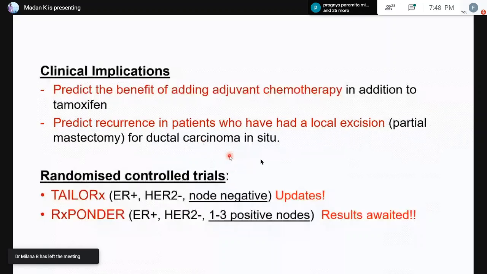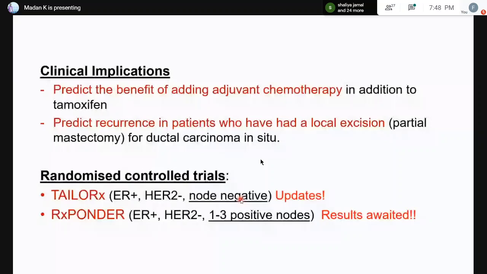This TAILORx considered only ER positive, HER2 negative, and node negative tumors, and the updates of which are available now. The other randomized controlled trial is RxPONDER, which considered ER positive tumors, HER2 negative tumors, and 1 to 3 node positive tumors. The results of which are still awaited.